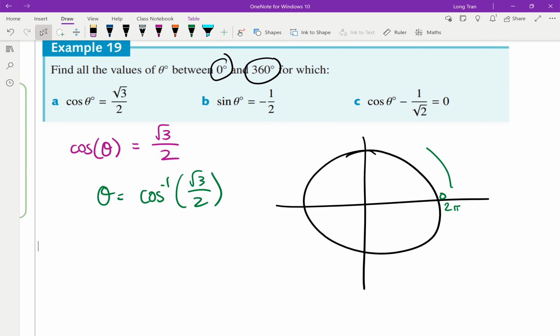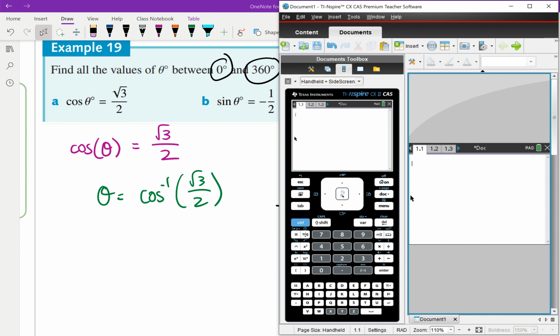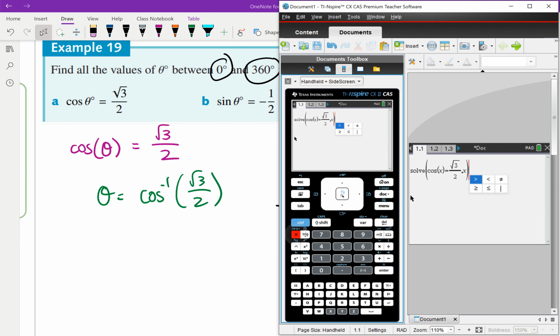So I can do that on my CAS. If I show you on my CAS here, I'm going to clear this out again. You do menu 3, 1, so I'm solving. What am I solving for? Cos of x is equal to root 3 on 2, so root 3 on 2, comma x. But remember, if you just press enter, it's not going to give an answer. You need to give it a domain. So I'm going to give it a domain, control equals, given, and here we go.